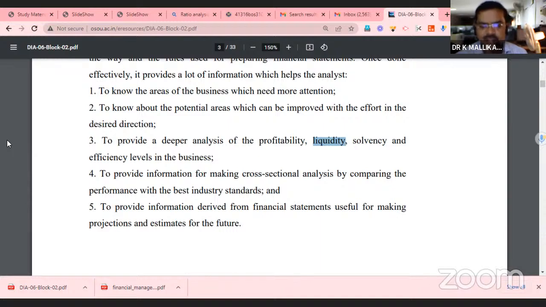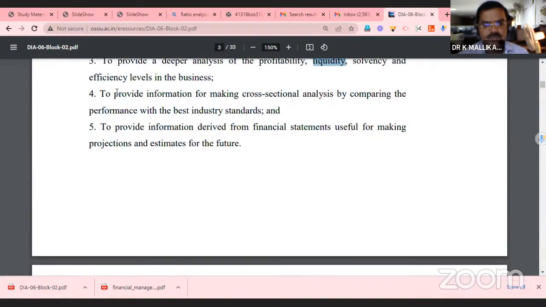For example, we can take a comparison between banks. One private bank can compare its performance with SBI, a leading bank in the PSU sector, or we can compare with ICICI Bank, a leader in the private sector. So we can compare using these ratios, and they provide information for making predictions and estimating the company's future.